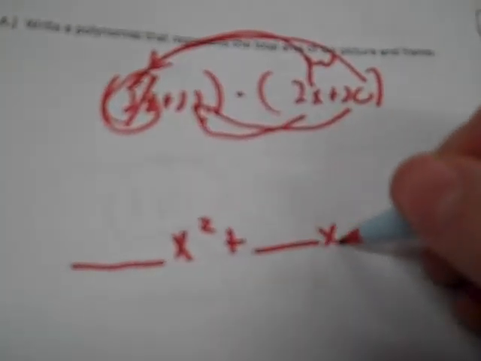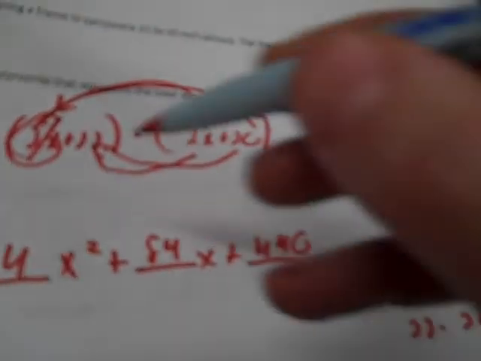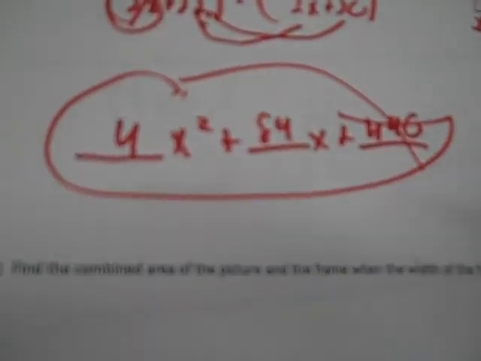Okay, now some of your powers were the same, so we need to organize it. Blank x second plus blank x plus blank. So x second, you have just the 4. For x, 40 plus 44 is 84. And then you've got your 440 constant. Okay, now that's it for part A.